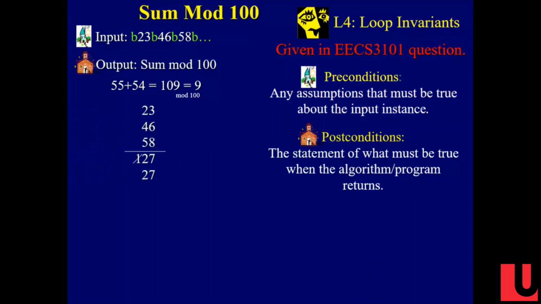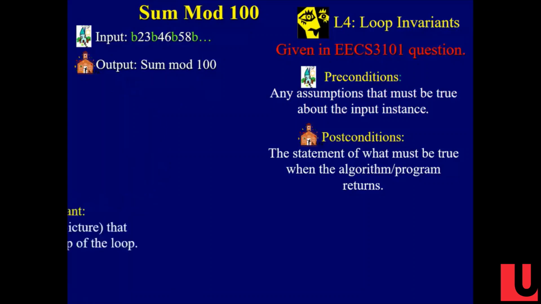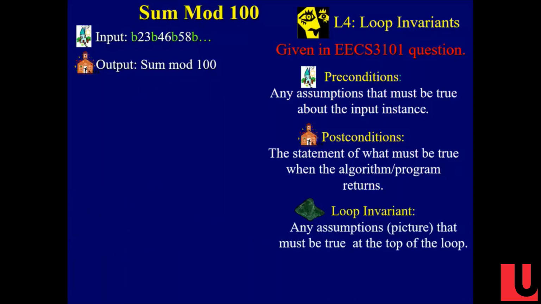All right. So here, it's the sum of those. That's our sum. Everybody got the problem? And so that's our output. What's our loop invariant?